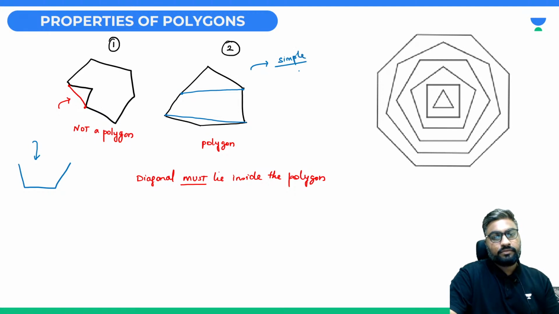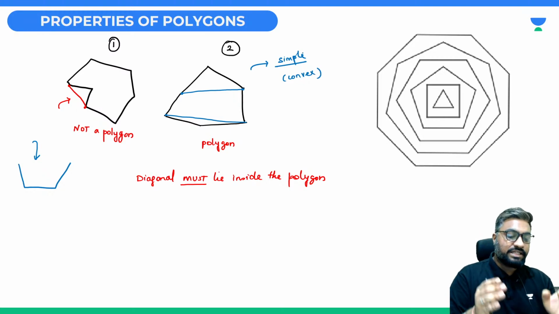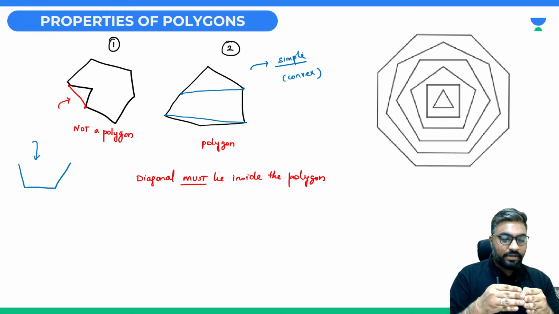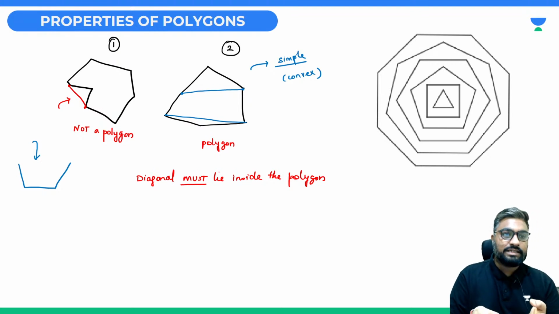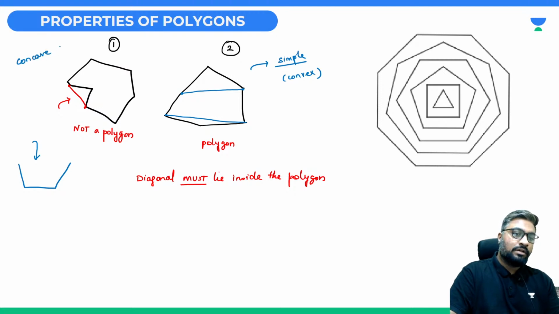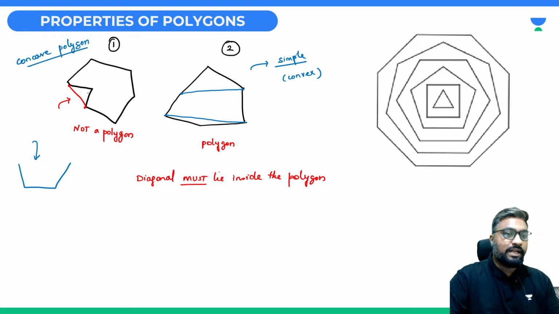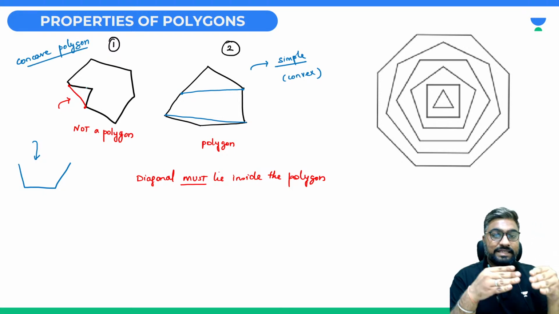Clear? If the shapes are bulging inside, then we don't consider that as a simple polygon. That's the theory behind it. We don't have to get into too much depth. This is a concave polygon, right? So in a concave polygon, you will have sides bulging inside.